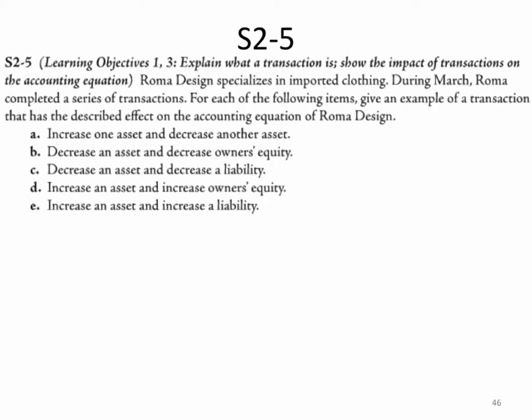Oh, you're ready. Okay. Great. Okay, so exercise S25. Now, this one I've kind of adapted. You have to give an example of a transaction that would be each of these. We're not going to do polling on all of these. I'm just going to walk around and get answers. So A is increase one asset and decrease another asset. B is decrease an asset, decrease owner's equity, that kind of thing. So what I'm going to do instead is put up the next slide.